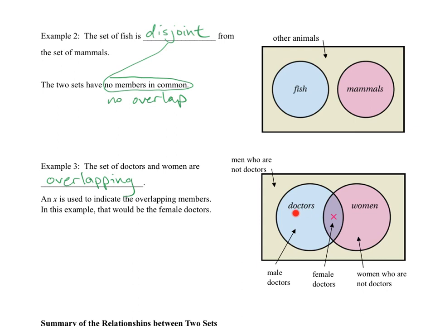So all of these doctors outside of this overlap here, in this blue section, they've got to be guys. The only women doctors are in this little bubble here. Over here in this pink bubble, these are women who are not doctors because they're not in the overlapping region. And then everybody out here are men who are not doctors, right? Only women are in this bubble here. So everything outside of this bubble has to be a guy. And everything outside of the doctor's bubble can't be a doctor.